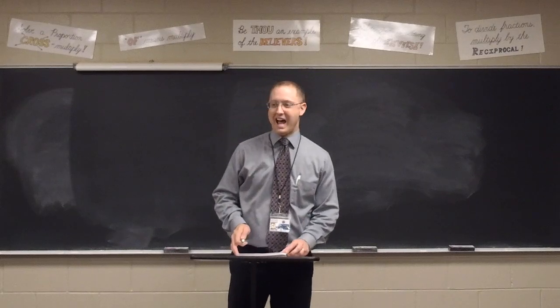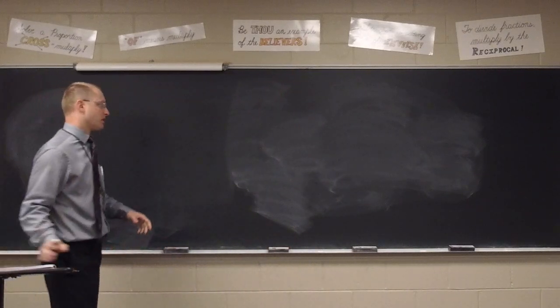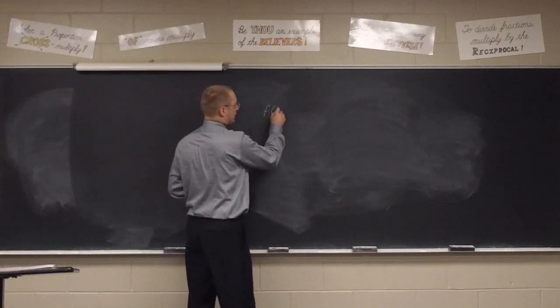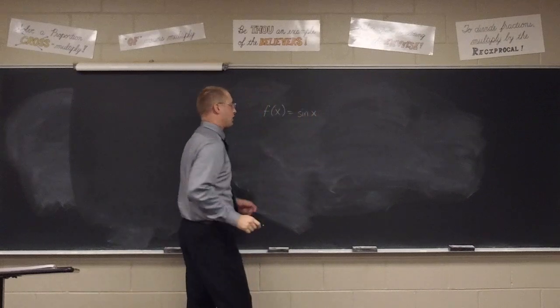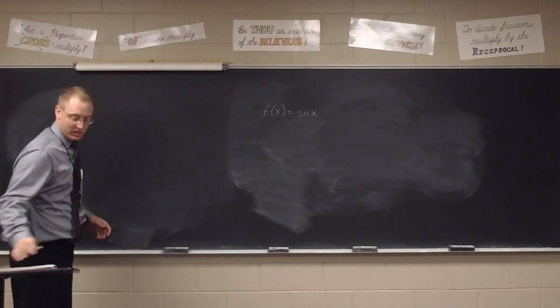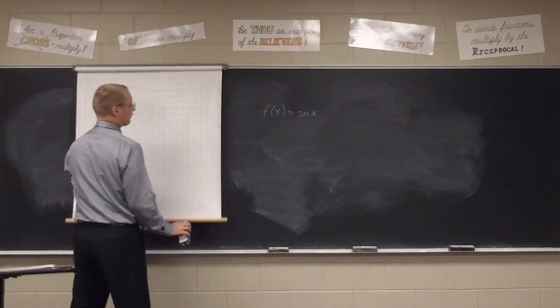Let's review over the graphs of sine and cosine. Yesterday, we began looking at that. We're going to spend really the next several lessons looking at different aspects of the graphs of the sine curve and the cosine curve. Let's talk about f of x equals the sine of x. Get some graph paper out as well. You want to have that for the next several lessons.